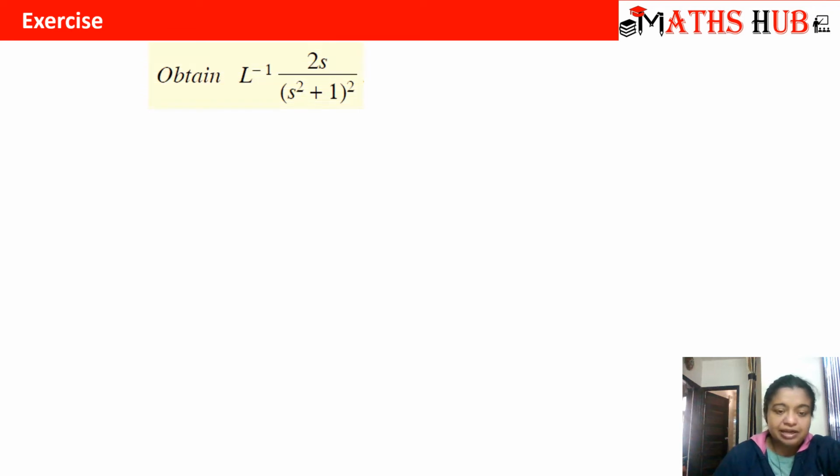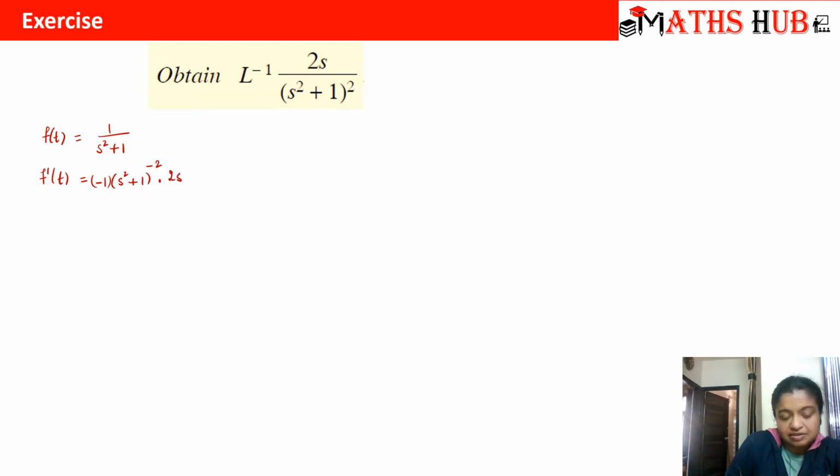We need to calculate the Laplace inverse of 2s upon (s square plus 1) whole square. So let us assume F(s) to be 1 by s square plus 1. So let us see first of all what is F dash s. It will be (s square plus 1) minus 1 multiplied by (s square plus 1) raised to power minus 2 into 2s. So that is becoming minus 2s upon (s square plus 1) whole square, right? So it's a term similar to it.